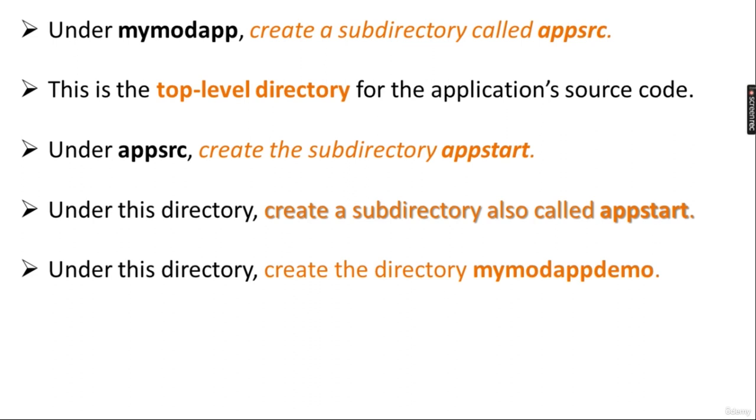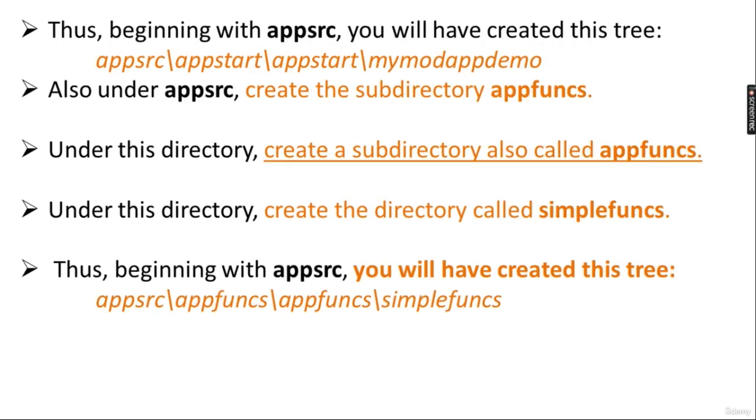In that mymodapp, create a subdirectory or subfolder called appsource. So double click on mymodapp and create a folder appsource. This is the top level directory for the application source code, the original source code. Under appsource, create a subdirectory appstart. Under this directory, create a subdirectory also called appstart. After that, create a directory mymodapp. So it will look like appstart, appstart, mymodapp.